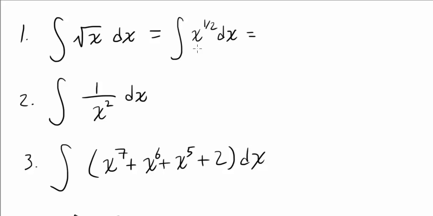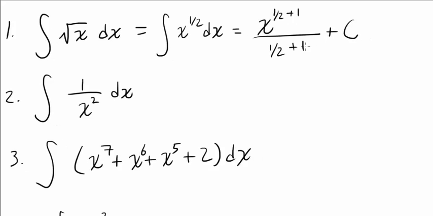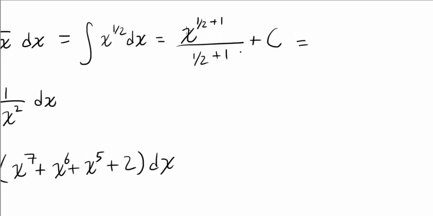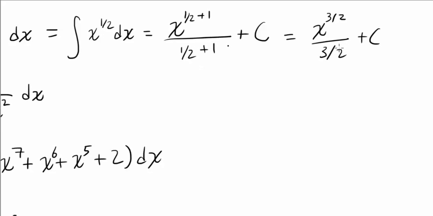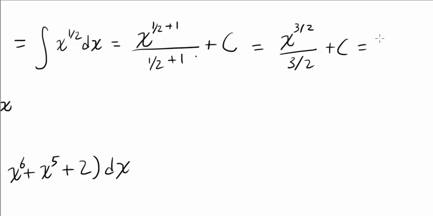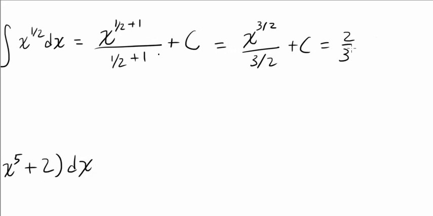And what's the integral of x to the something dx? That's the same thing as x to the something plus 1 divided by the same thing. So 1/2 plus 1, and you're always going to put plus c. And 1/2 plus 1 is the same thing as 3/2. So you have x to the 3/2 divided by 3/2 plus c, and dividing by 3/2 is the same thing as multiplying by 2/3. So the answer is 2/3 x to the 3/2 plus c.